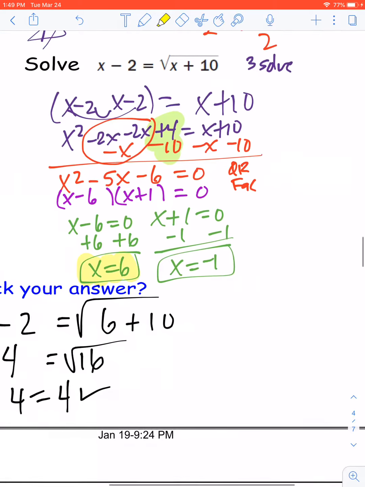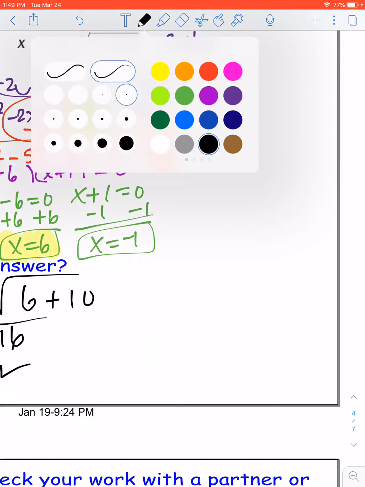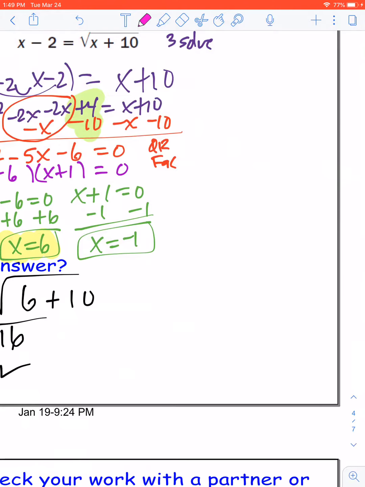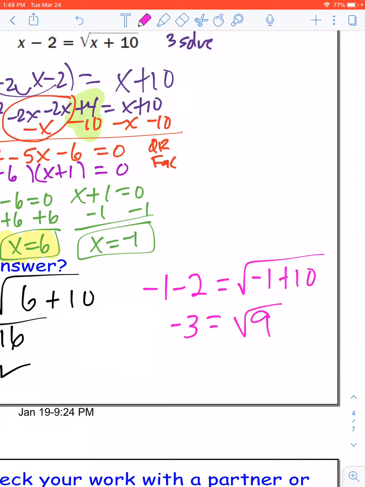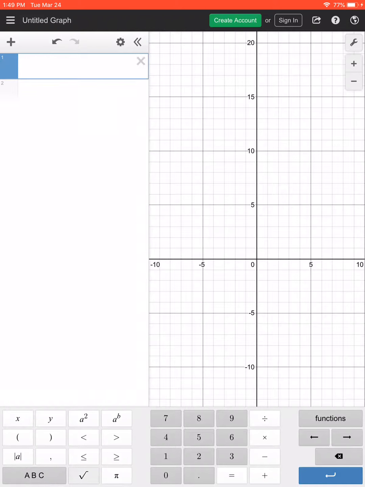Now let's check -1. When I check -1, I get -1 minus 2 is equal to the square root of -1 plus 10. Well, this gives me -3. This gives me the square root of 9. Friends, the square root of 9 is 3.